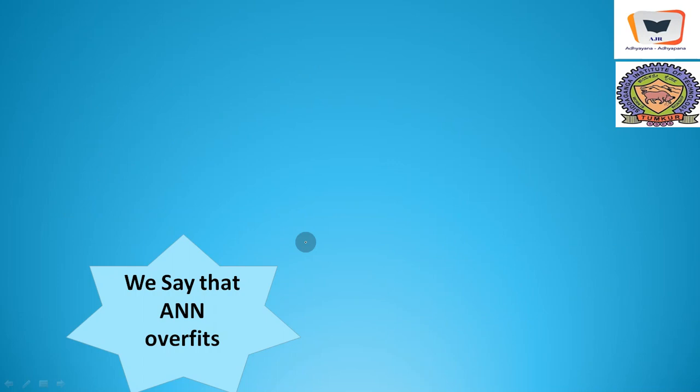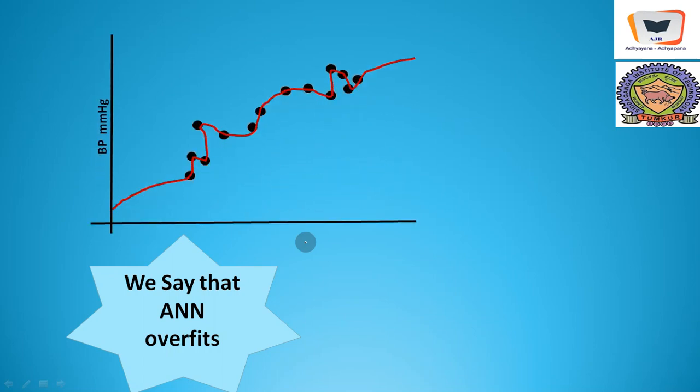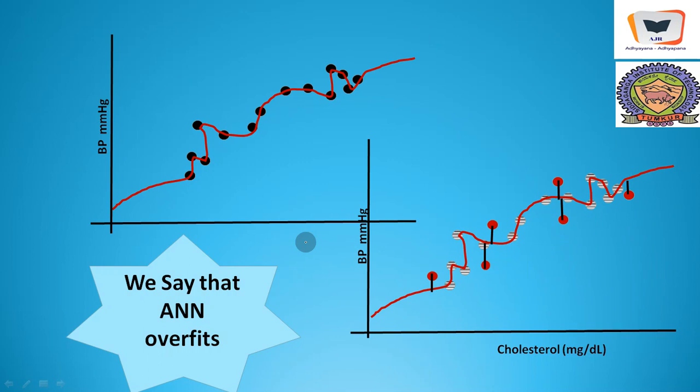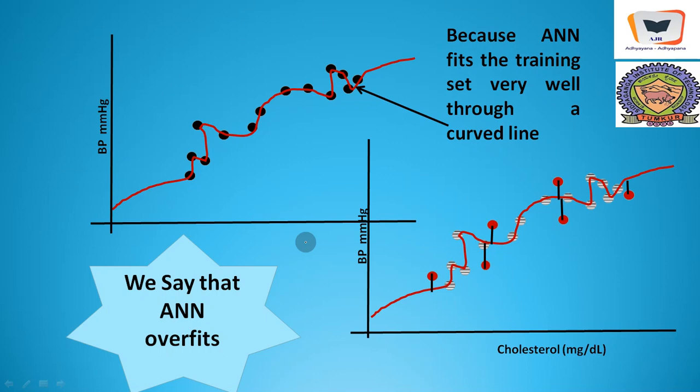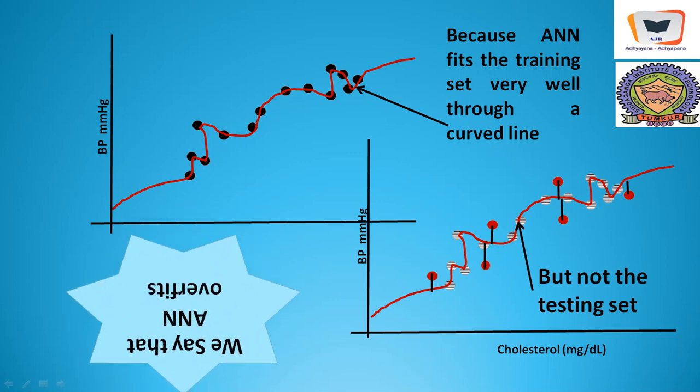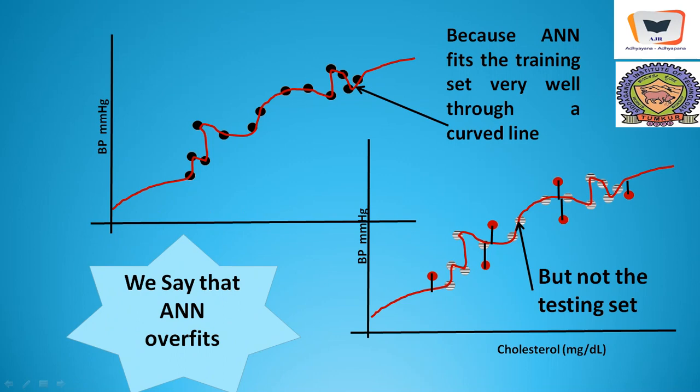We say that ANN overfits because ANN doesn't show any kind of error for the training data set, but it shows very high error whenever test data is fed to the developed model. ANN showed no error as far as the training data is concerned, but very high error whenever test data is used, because ANN fits the training set very well through a curved line, but not the testing set. Yes, we say ANN overfits. So any machine learning model is said to commit overfitting if it fits the training data very well, but fails miserably for the test data set.